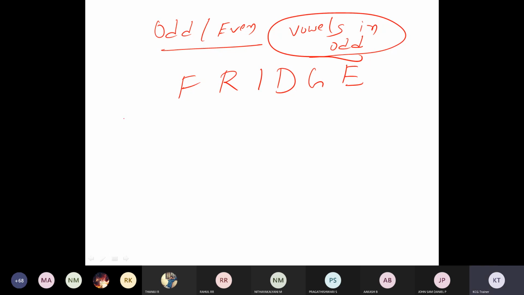Now, what are the odd positions in fridge? We have the first, third, and fifth. So we have 3 odd positions. But how many vowels are there in fridge? We have only I and E.